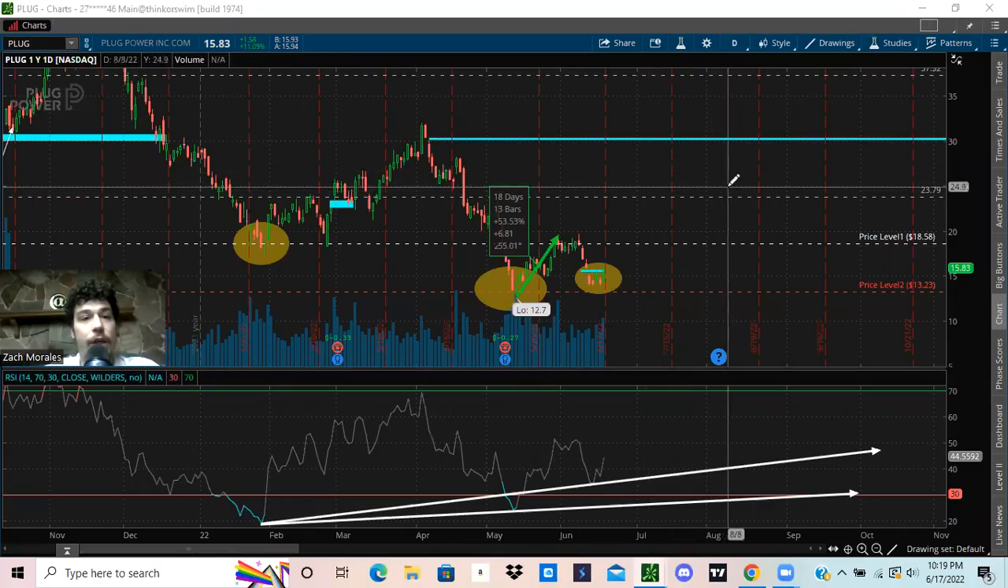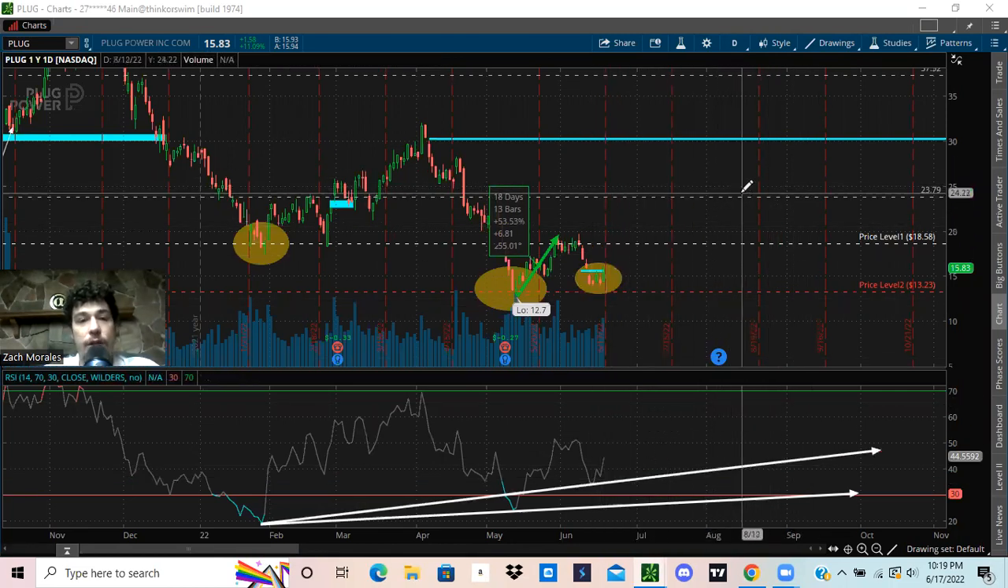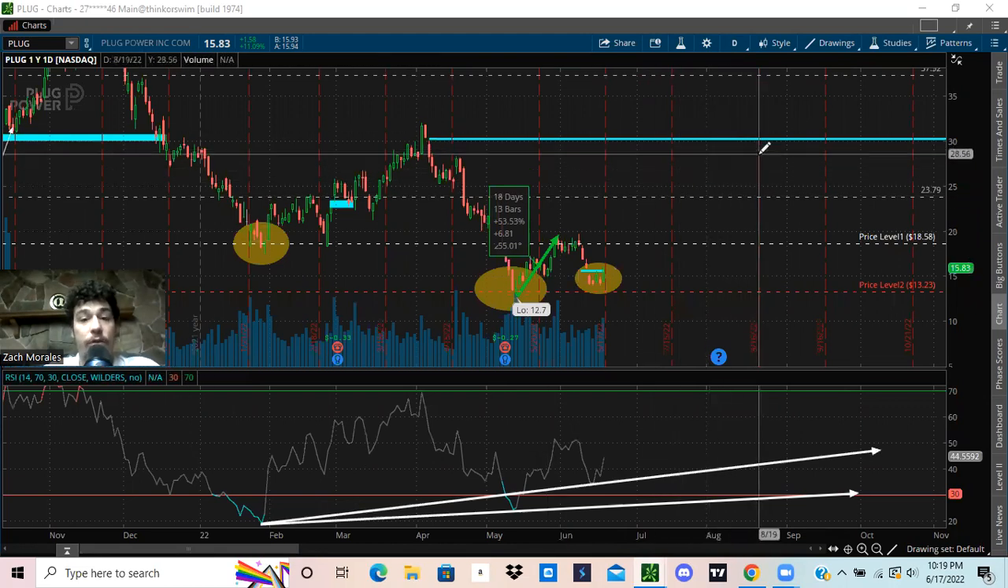Super excited for today's video. We're going to be taking a look at Plug Power on the daily chart. We're going to cover some of the daily gaps, some bullish divergence, and we're going to break down some major support and resistance levels as well for you guys.